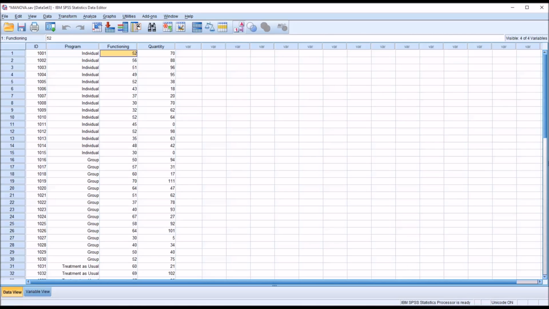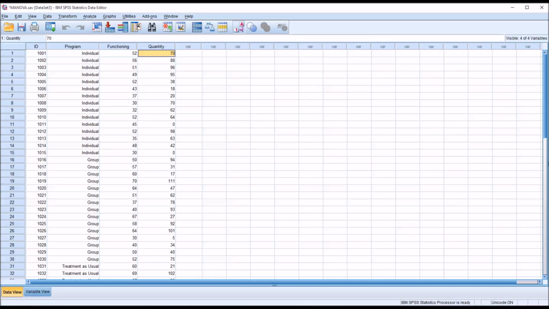So there are some follow-up tests as part of the MANOVA procedure, and in those you can see: was the difference on the functioning dependent variable, or on the quantity, or was it on both? Or was there no difference? Did all three treatments work equally well on the linear combination of the two dependent variables and on each dependent variable separately? So before we get started running the MANOVA, I want to go over the assumptions. I'm going to show you how to test for the assumptions of MANOVA.